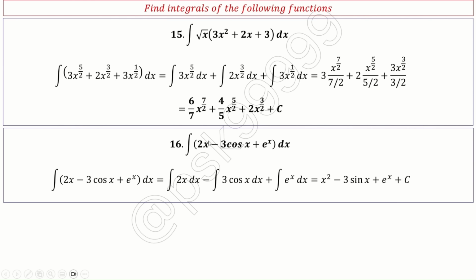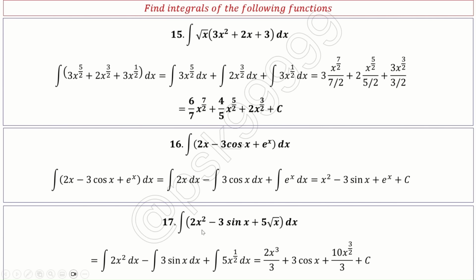Again, similar one, you need to apply integration for each part. Integration of 2x minus 3 times integration of cos x plus integration of 2 e to the power of x, which is nothing but x square minus 3 sin x plus e to the power of x plus c. Okay, this is also exactly same as above. You can do it yourself.